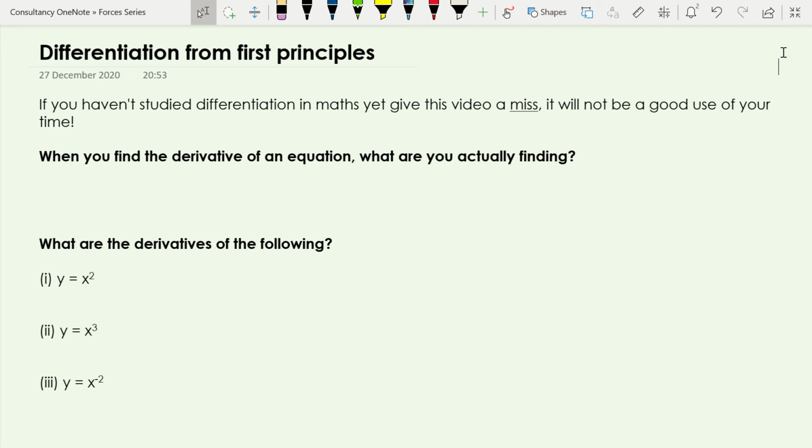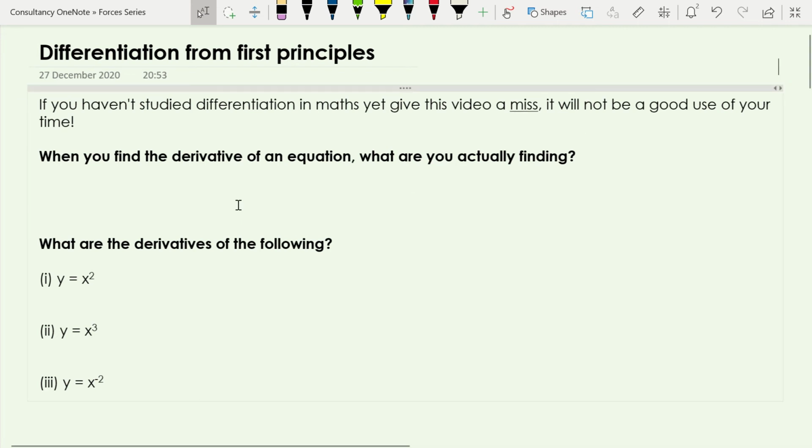So the first thing I want to do is ask you a couple of questions to see where your initial knowledge is at. So if you want to grab yourself a scrap piece of paper so you can write these down. First thing is, when you find the derivative of an equation, what are you actually finding? And the second thing I'd like to ask you is, what are the derivatives of the following terms, to see if you can actually apply the rules of differentiation before we show you where those rules have come from.